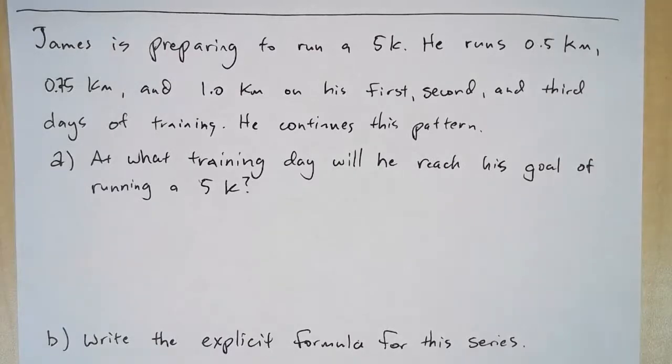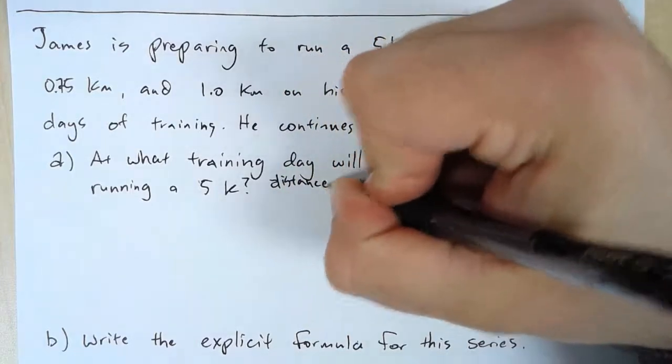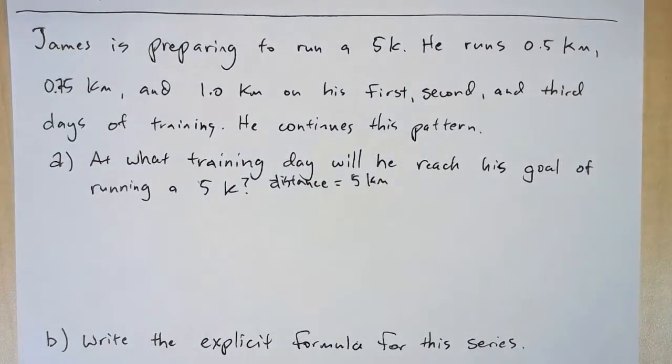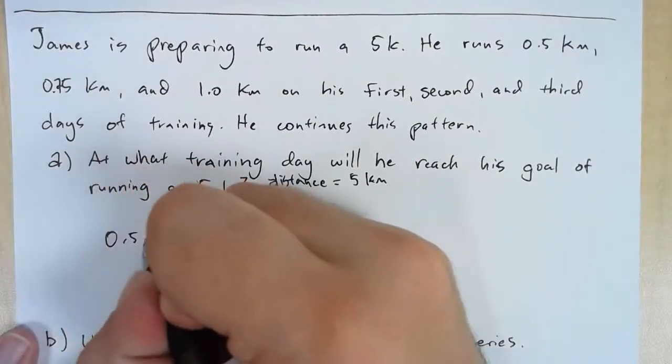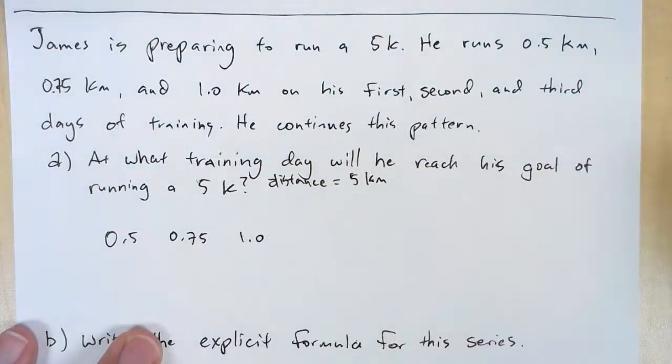For those of you who are not runners, a 5K just says that the distance of his run is 5 kilometers. That's all that says. We're using metric right here. So we know we have a pattern: 0.5 for the first one, 0.75 for the second one, and 1.0 for the third.